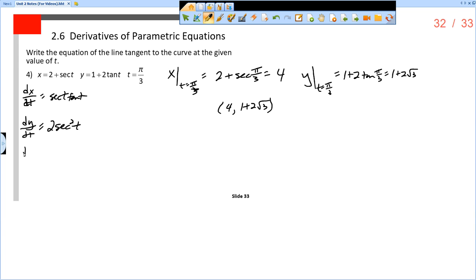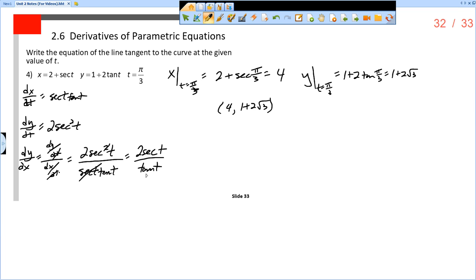Now I find dy dx by taking dy dt divided by dx dt. Of course, the dt's reduce, and I'm left with dy dx. So dy dx is 2 secant squared t divided by secant t tangent t. Now I can reduce here: secant squared over secant would reduce, so I'd be left with 2 secant t over tangent t.